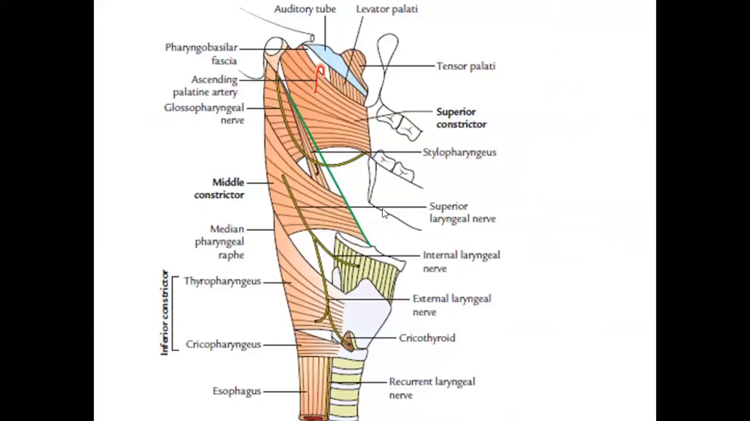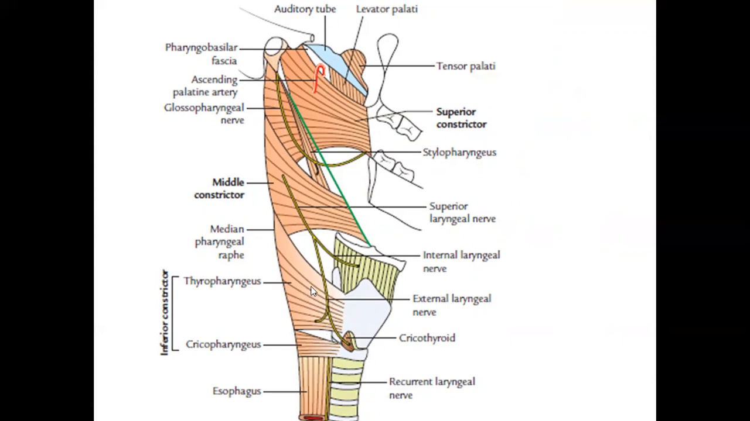Then coming to the third muscle, that is this one. This is the inferior constrictor of pharynx. Now, the inferior constrictor of pharynx consists of two parts. We have the thyropharyngeus muscle and we have the cricopharyngeus muscle. There is a clinical importance of these two muscles, which I'll tell you. First, let's talk about the origin insertion of these muscles.